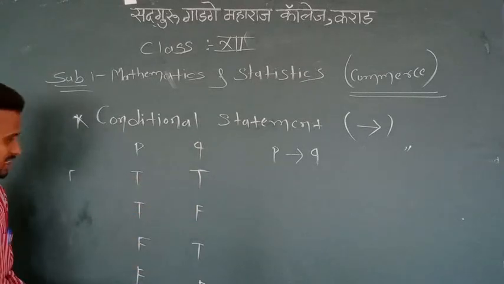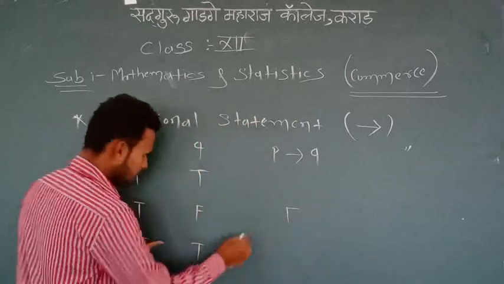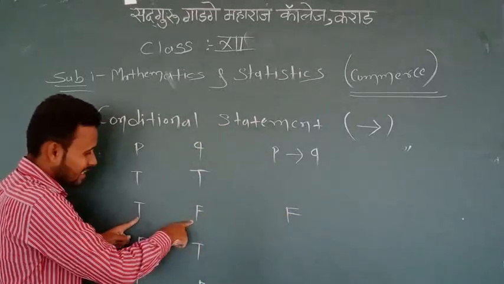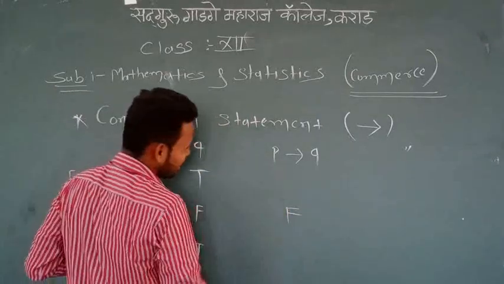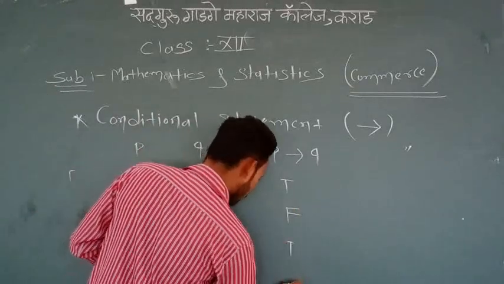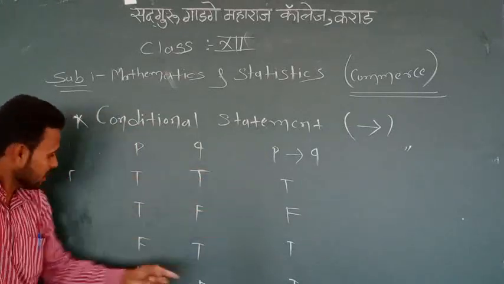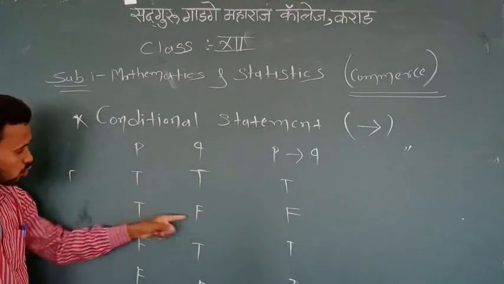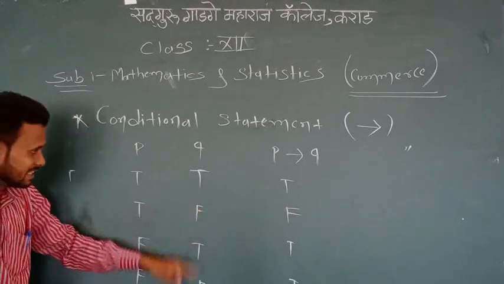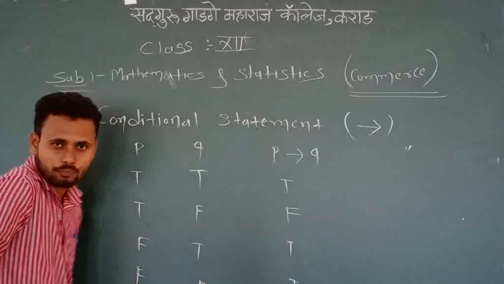The conditional statement is false when the first statement is true and the second is false; only then is the conditional statement false, otherwise it is true. In a conditional statement, if the first statement is true and the second statement is false, then only the conditional statement is false, otherwise it is true.